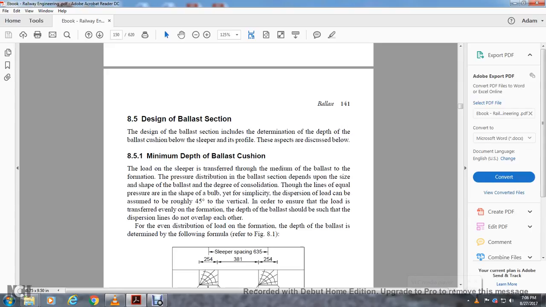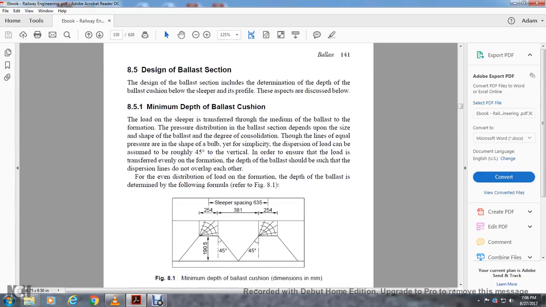The pressure distribution in the ballast section depends upon the size and shape of the ballast, and the degree of consolidation, the lines of equal pressure, and the shape of the bulb. For simplicity, the dispersion of the load can be assumed at roughly 45 degrees to the vertical, in order that the load is transferred evenly to the formation. The depth of the ballast should be such that the dispersion lines do not overlap each other. For even distribution of load on the formation, the depth of the ballast is determined by the following formula, figure 8.1.